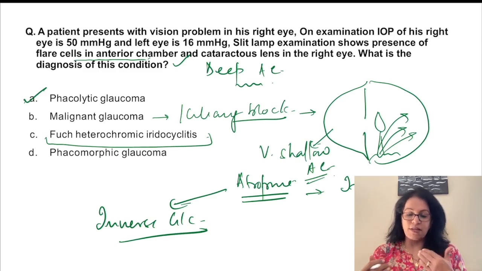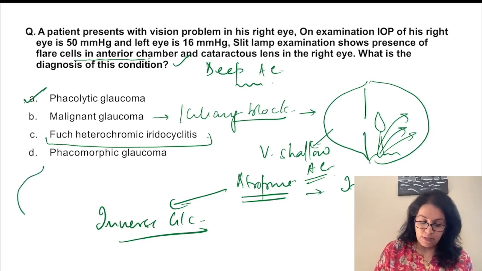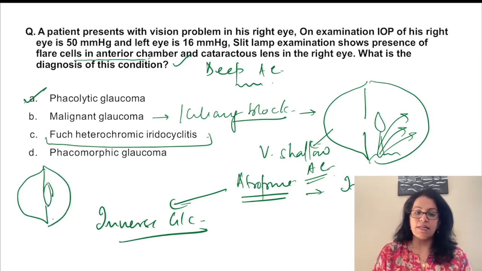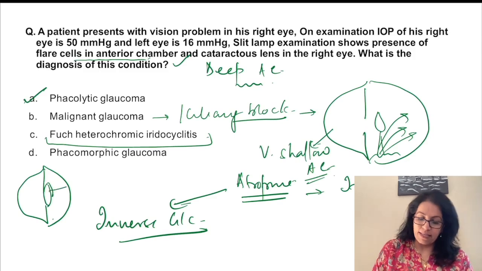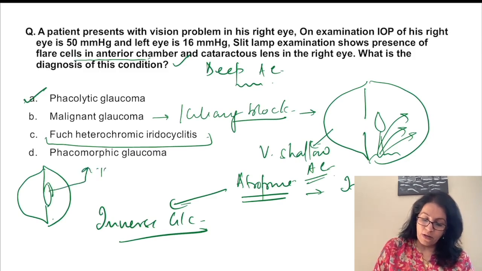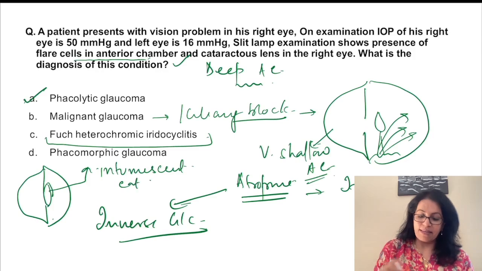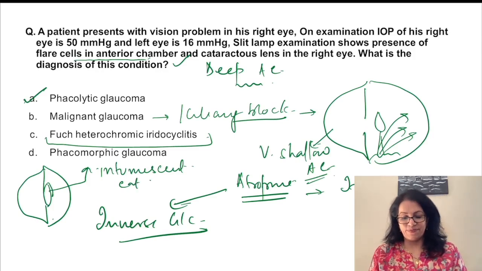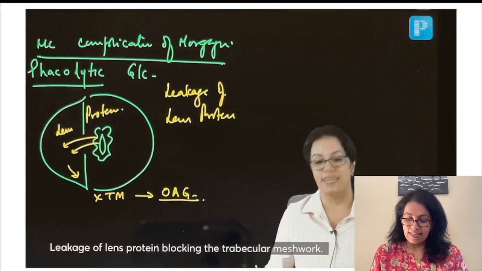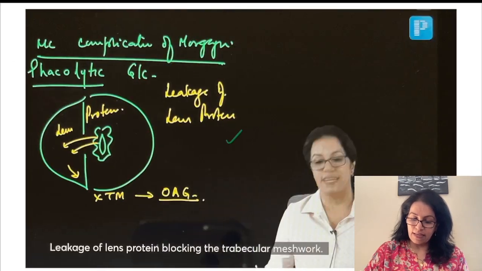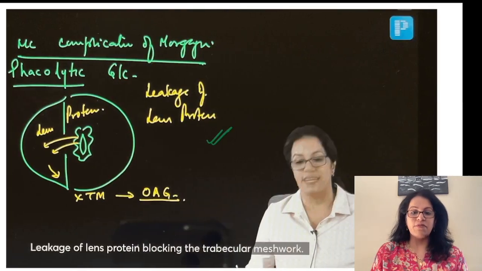What is the last option I've discussed? We all remember phacomorphic. Intumescent cataract is causing a pupillary block. So when the lens is swelling so much that it causes block, that is your phacomorphic block. So naturally, what we are answering here is phaco. Good. We come to the next. So again, you can see we are discussing here about the phacolytic.